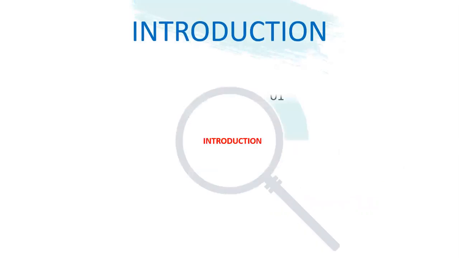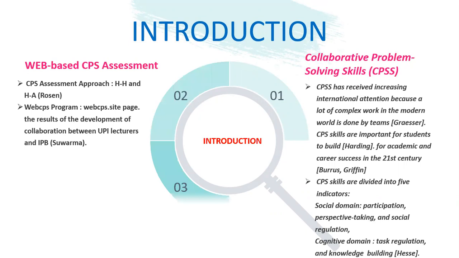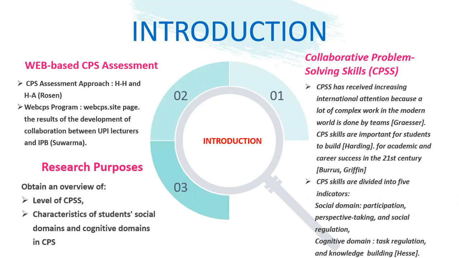Okay, now we go to the introduction. Collaborative problem-solving skill, or CPS, has received increasing international attention because a lot of complex work in the modern world is done by teams, according to Graesser. CPS skills are important for students to build for academic and career success in the 21st century, according to Harding, and Burrus and Griffin.